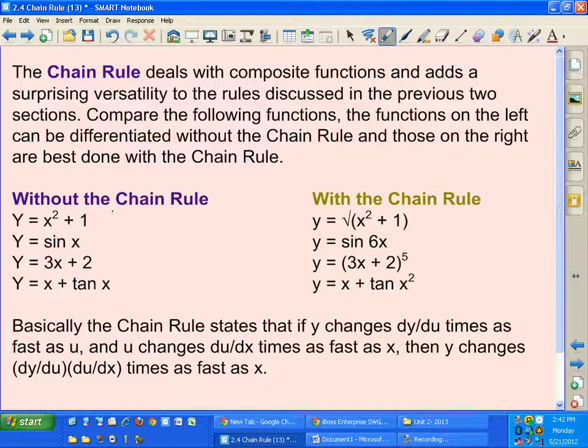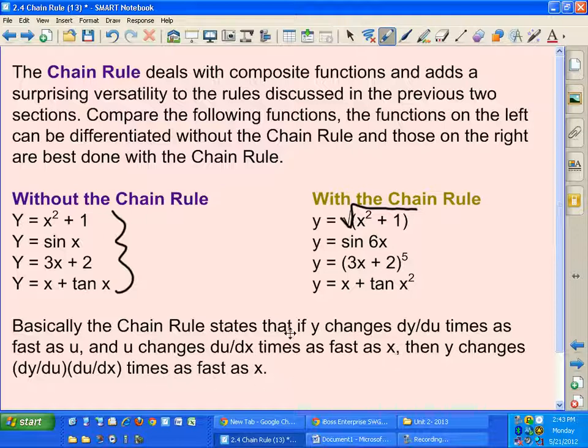So we're used to these guys over here where we have just a standard function and we can take the derivative of it. We're even somewhat comfortable with multiplication of two functions and division of two functions. But then the chain rule is when we have functions inside of functions. So this x squared plus 1 is a function inside the square root function. The 6x is a function inside the sine function. And the x squared here on the end is inside the tangent function.